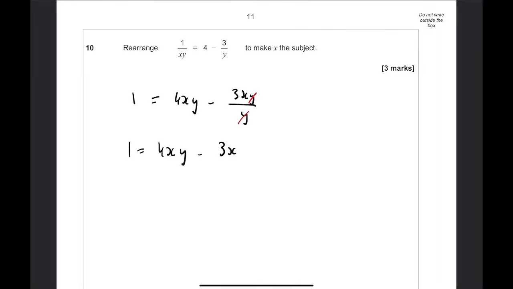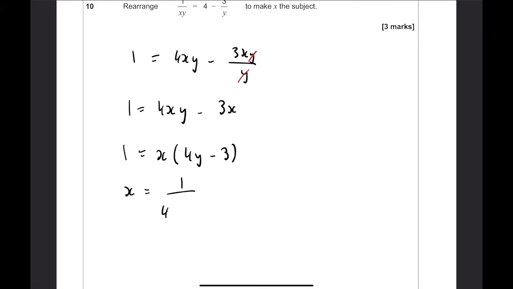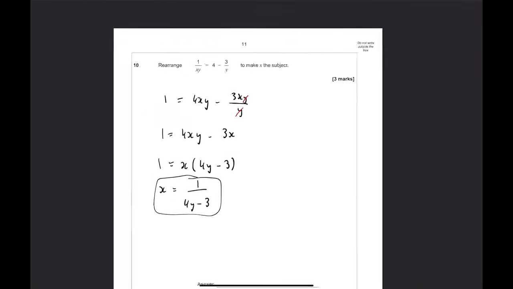Now the problem we have here is we have x in 2 different forms on the same side. So what we can actually just do is factorise, so we can take an x out, leaving us with this, and then if we divide by the bracket, x is going to be 1 over 4y minus 3, and that's going to be our final answer.